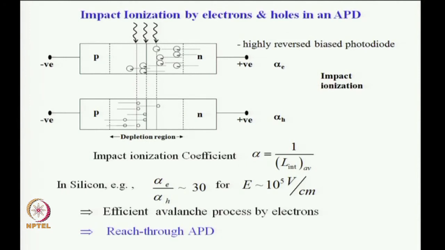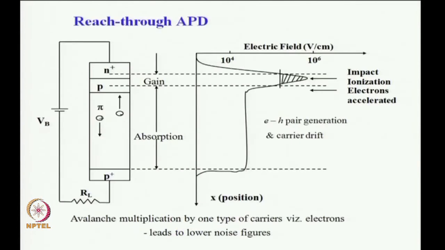Whereas, in the next design, the reach through APD design, since the avalanche process is taking place only at this end, the secondary electrons created are immediately collected here. The holes which are created are moving in this direction, but they are not creating any further avalanche, and therefore, the quenching of the avalanche process, that is, the stopping of the avalanche process soon after the light pulse has been switched off, or the light pulse is absorbed, will be very rapid.